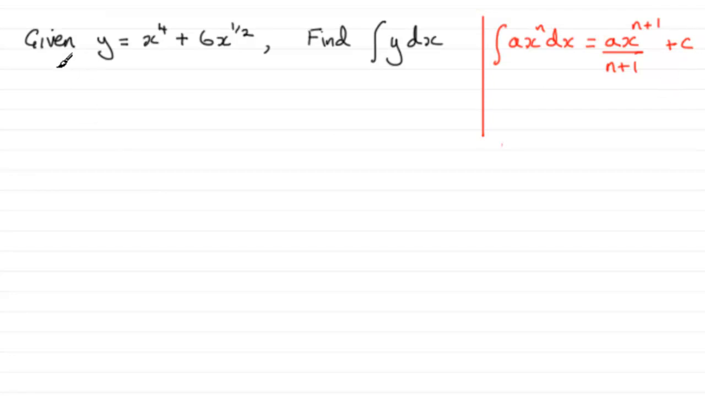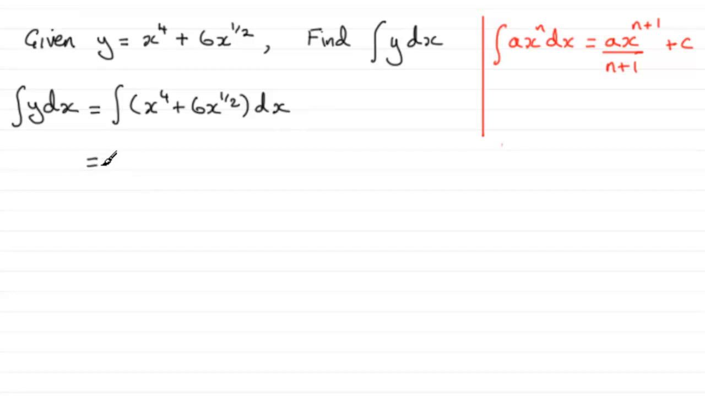So when it comes to this question where we've got to integrate y with respect to x, I would put that as my intro, and then I would copy in what we've got here. Don't forget there's a couple of terms here, so you need to put this in brackets, so x to the power 4 plus 6x to the power half, and then you've got to integrate that with respect to x.